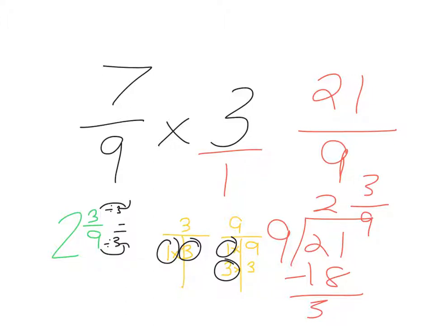Now, my whole number stays the same, so that's still 2 wholes. 3 divided by 3 is 1. 9 divided by 3 is 3. So we have our final answer of 2 1/3.